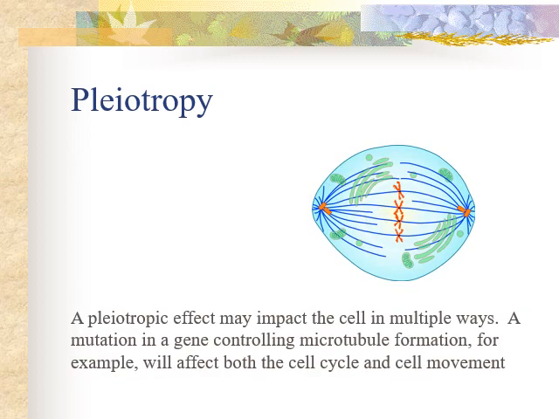One example would be microtubule formation. Microtubules are used for many different things. They're used for cell division. They're used for moving material around the cell. And they're used for a little bit of cell shape. So one gene can have an impact on multiple different aspects of the cell, with microtubules, cell cycle, and cell movement.